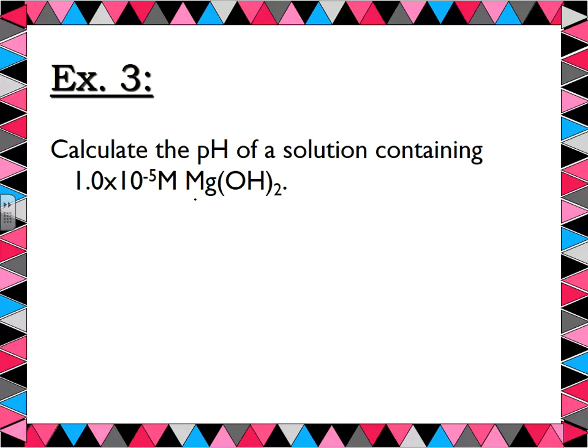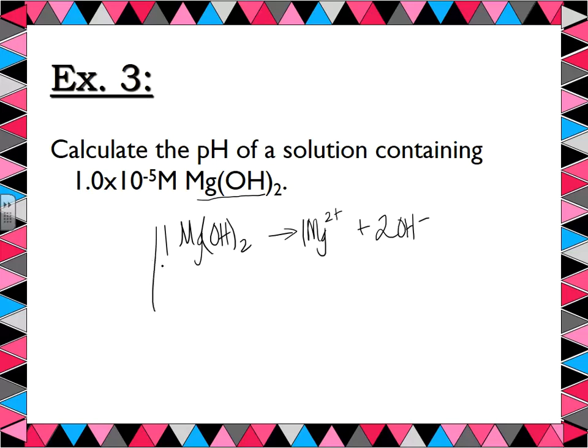Example 3. Here we have another base because it's a metal hydroxide. So let's write our equation. Mg(OH)2. Now this is going to dissociate 100% into the magnesium ion. Now remember, it has a 2+ charge. And now be careful here. 2 hydroxide ions form because of the 2 here. This is a 1-to-1-to-2 ratio.